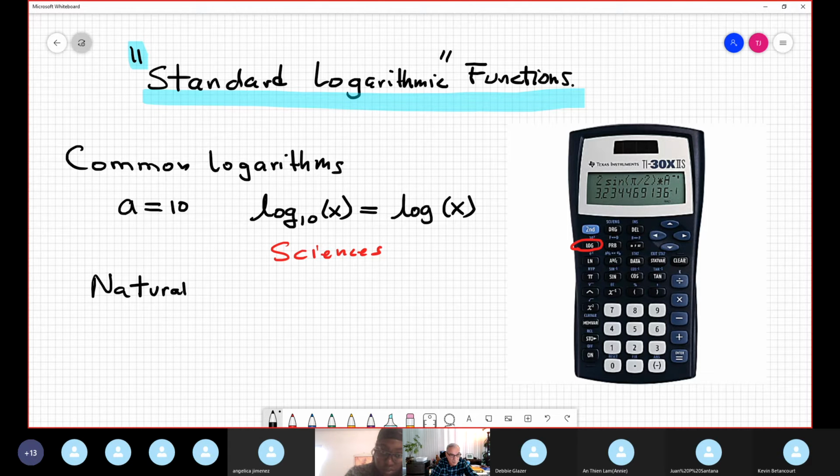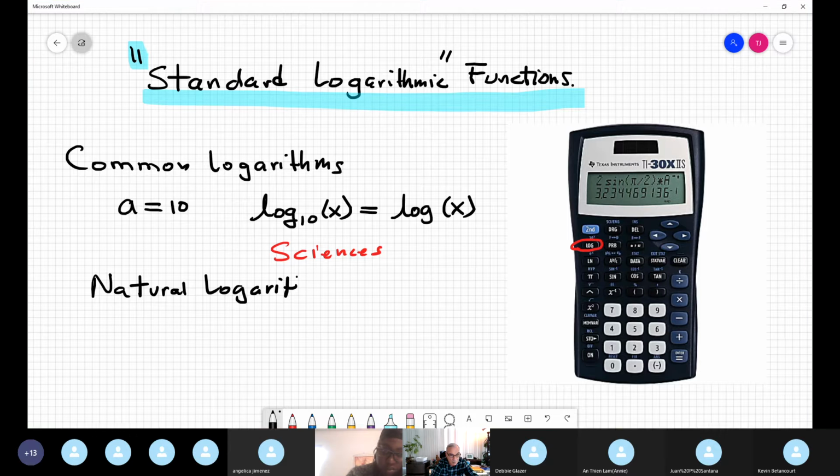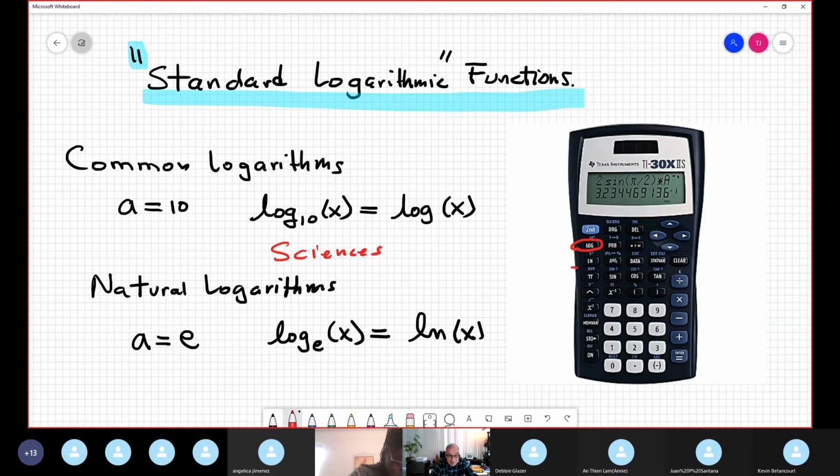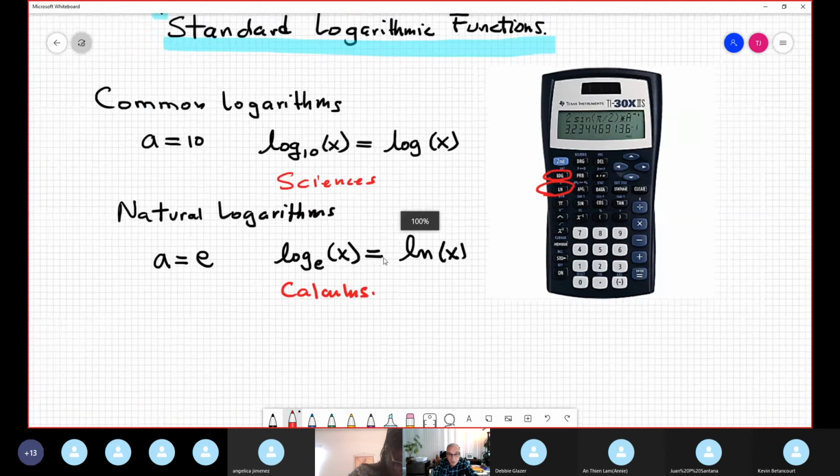However, we have another, which is the natural logarithm. In the natural logarithm, the base is an irrational number, called e. I want to explain where it comes from. So, log base e of x, and the normal representation is ln of x. So, you see ln, by default, you suppose that the base is e. And this is frequently used in calculus. It's easier using the natural logarithm in calculus. In science, normally the common logarithm is used.